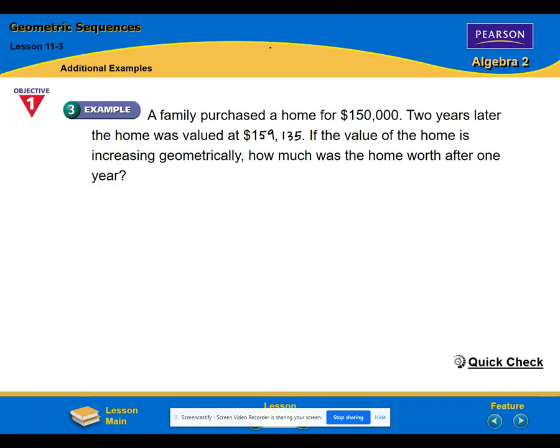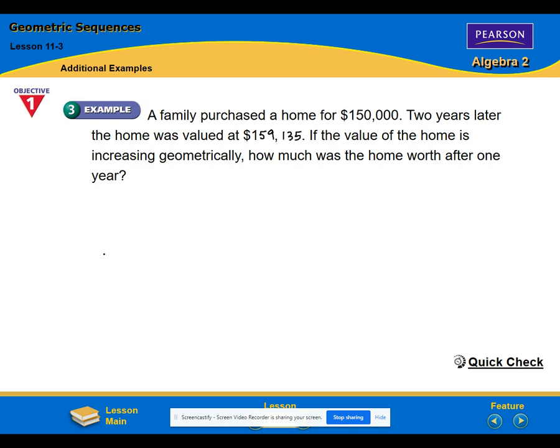Okay, last example. Here's a real life example that will be relevant to you someday, probably. One day you'll purchase a home. A family purchased a home at $150,000. 2 years later, the home was valued at $159,135. I changed that number because the number they had there was ridiculous. It was so high. It was like a 12% per year growth. I brought this down to something that's a little bit more realistic. Anyway, if the value of the home is increasing geometrically, how much was the home worth after 1 year?